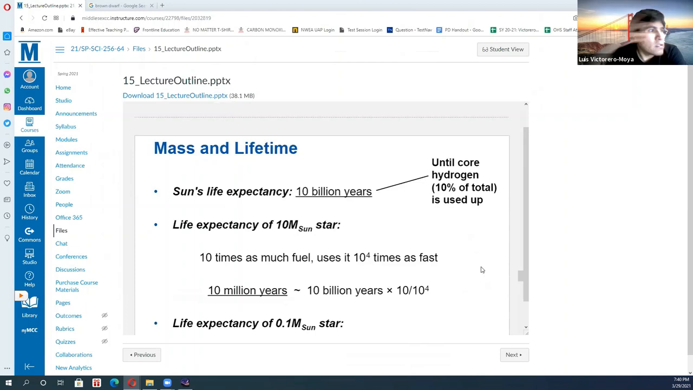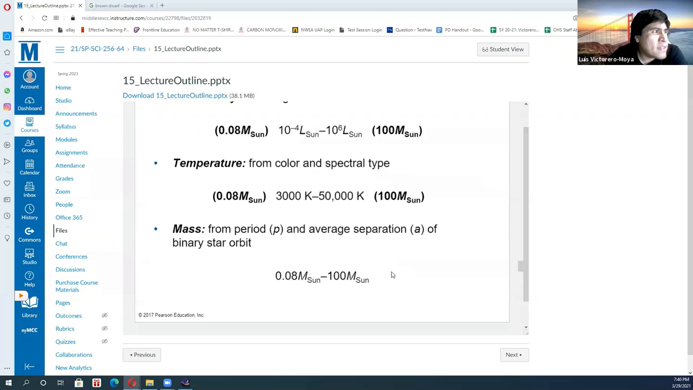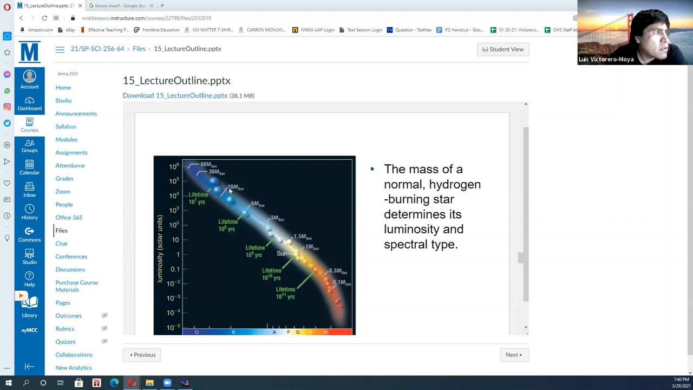So what we have seen is that if you have 10 times the mass of the sun, you will use it 10 to the 4 times as fast. You can even see it here in the diagram. Look, if you have 10 times the mass of the sun, the luminosity is 10 times 10 to the 4, right? So you are outputting 10,000 times more energy than the sun, just when the mass is 10 times bigger. If it's 60 times bigger, you're outputting 1,000,000 times more.